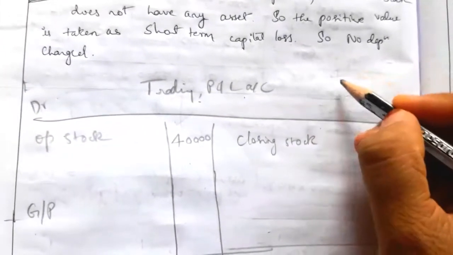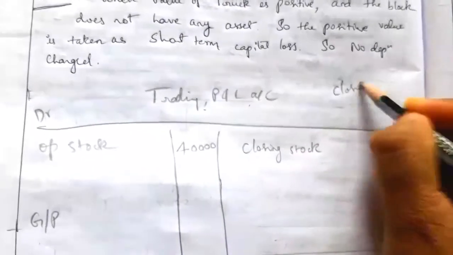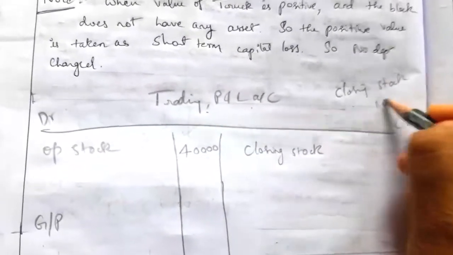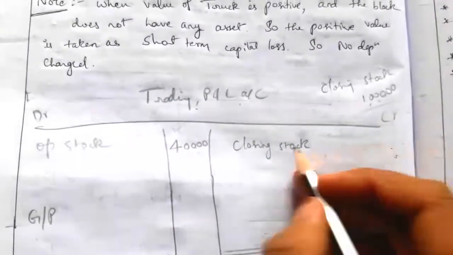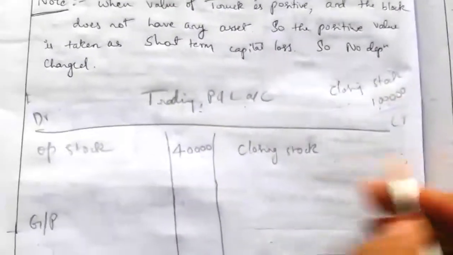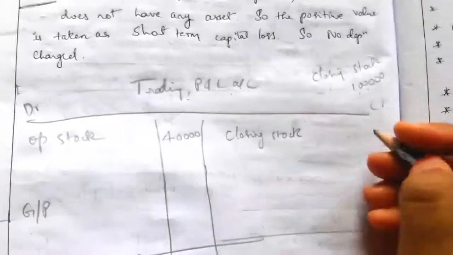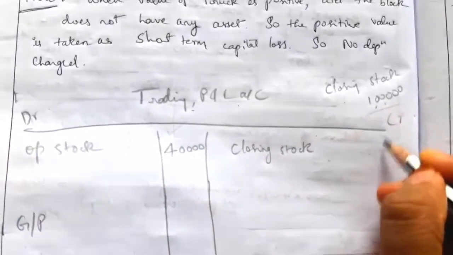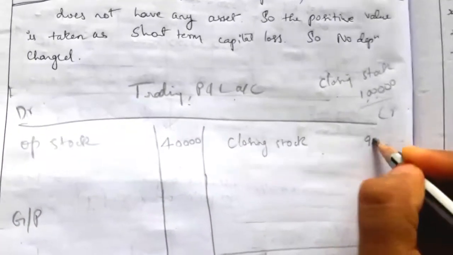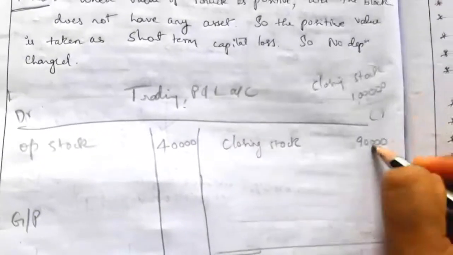Similarly, we will take the closing stock, undervaluation of closing stock. We will assume the actual closing stock is 1 lakh. Here we assume we have only one item on the credit side, to avoid confusion. So the actual closing stock is 1 lakh. Undervaluation of closing stock means we have recorded less on the credit side. We will take that we recorded 90,000 on the credit side. Actually it is 1 lakh.